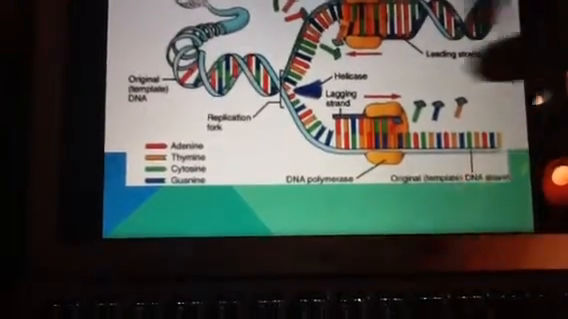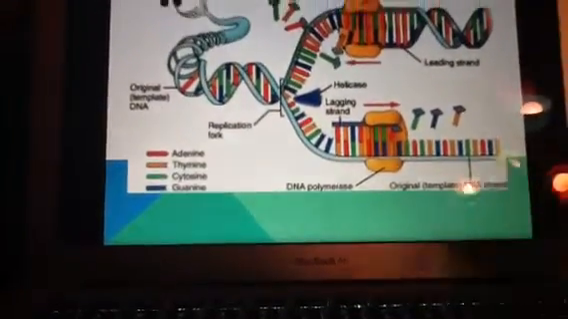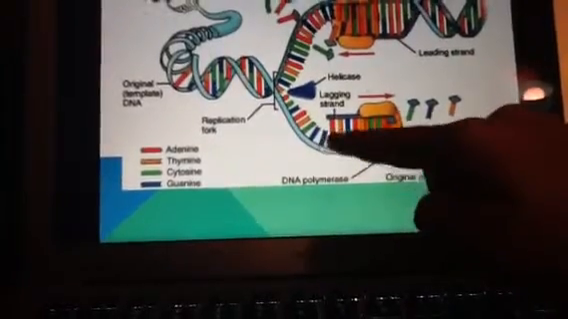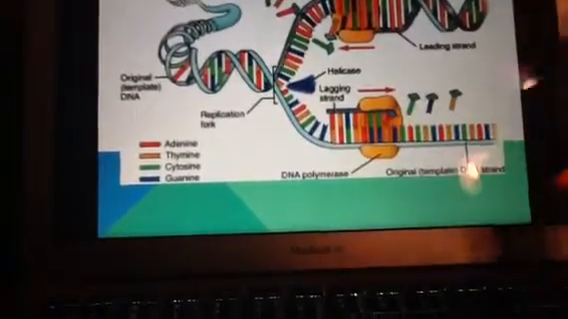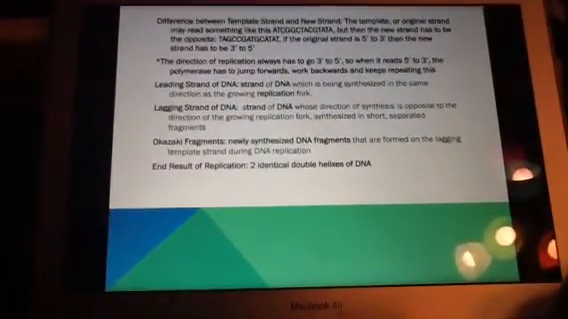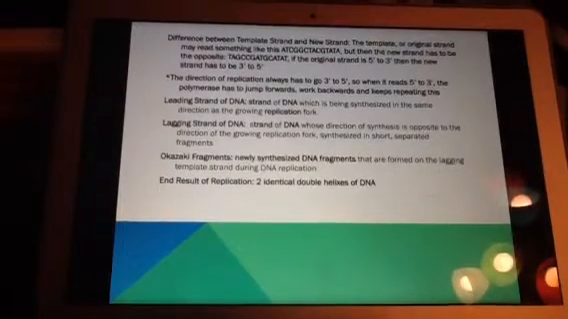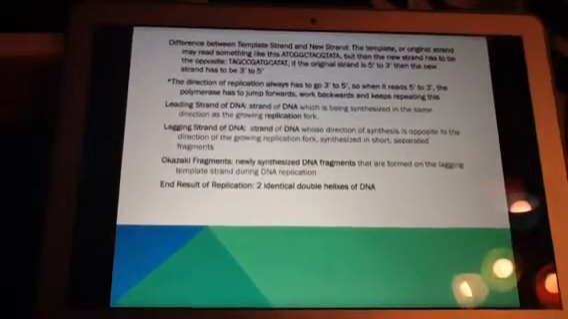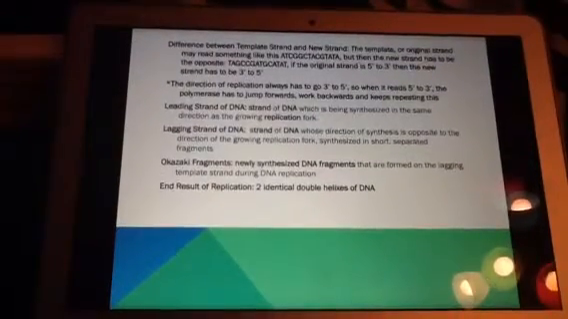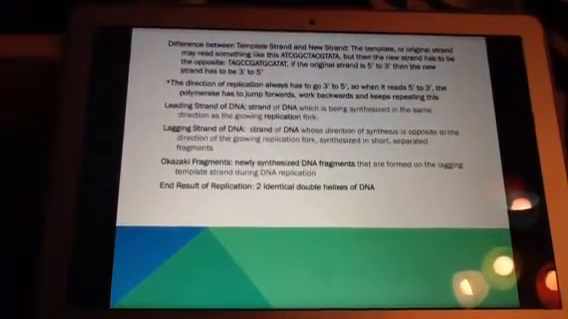And then so this will be an exact copy of this, so it'll basically be opposite. So you'll see here that they're getting paired with their opposite, the A's with the T's, the C's with the G's. Okay, so then the difference between the template strand and the new strand is that the template or the original strand may read something like the AC. Anyways, you can read that out, but then the new strand has to be the opposite, so it would be TA, so the A would switch to a T because it's opposite and it has to pair up.